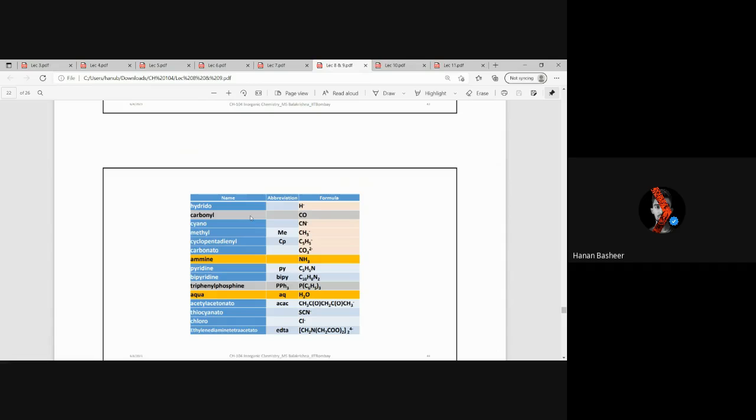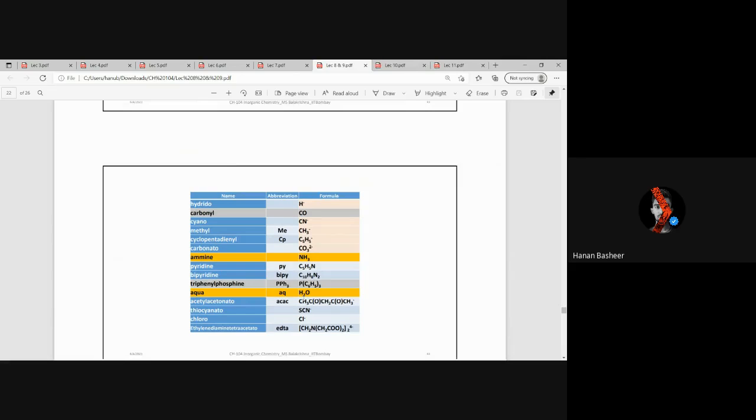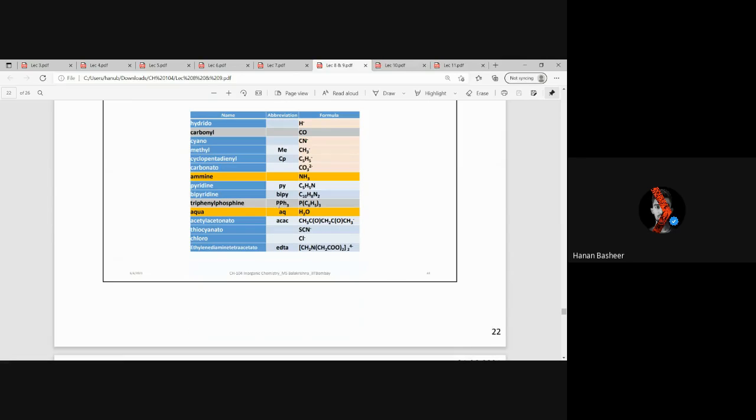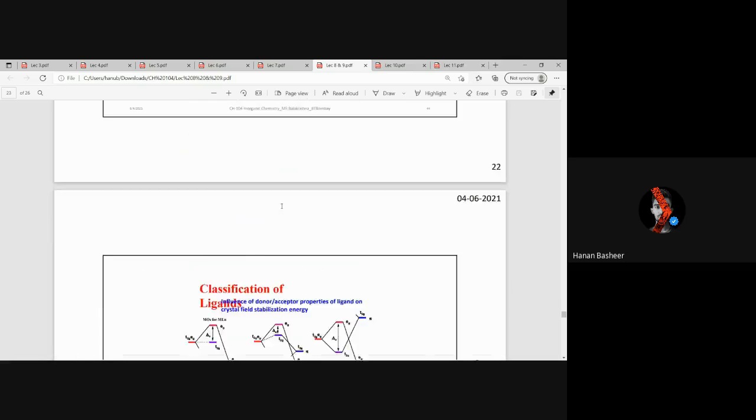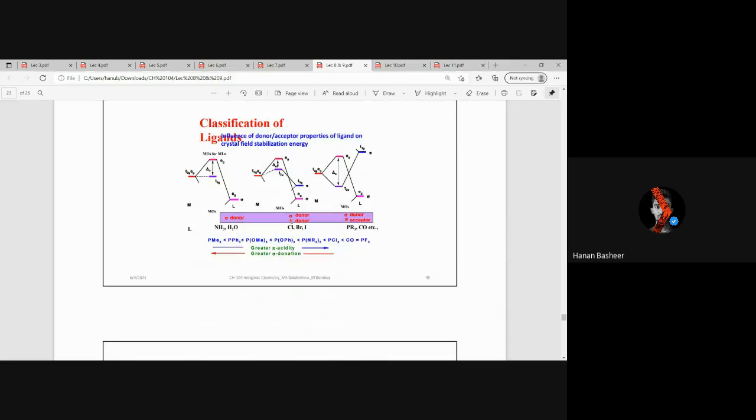These are the names for each naming atom. So here this is hydrido, this is carbonyl, cyanomethyl, cyclopentadienyl, and this is the table for the formula accordingly, and this is the abbreviation. Only bigger names will have these abbreviations, small ones won't. This is the classification of ligands.